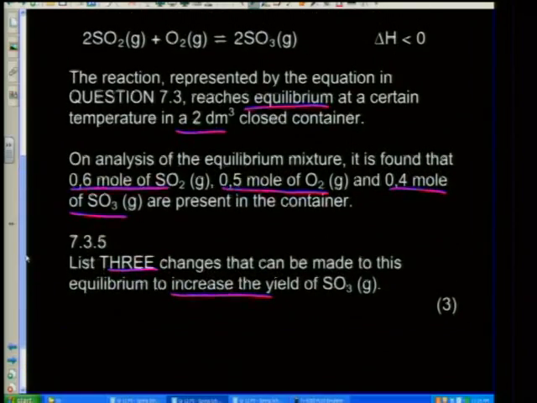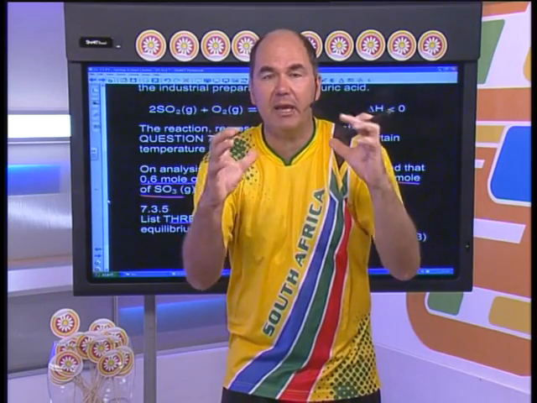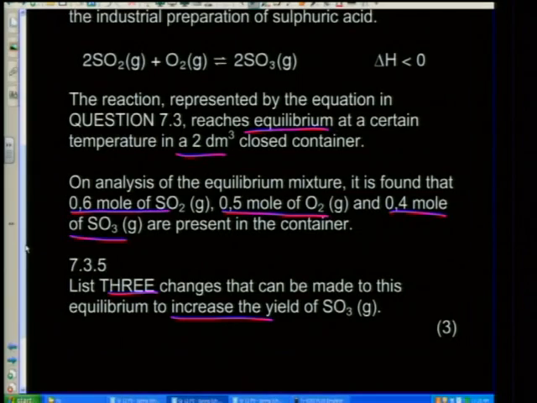So, Le Chatelier is what we're looking at. Remember what Le Chatelier said. He said that if you've got a system in equilibrium and you create a stress, the system will work to relieve the stress. So what are the 3 things that we're going to look at? Well, we want to get more of this. That means that we want to favor the forward reaction. How are we going to get the forward reaction working faster, increasing the rate of the forward reaction? Well, we can increase the concentration of either SO2 or O2.